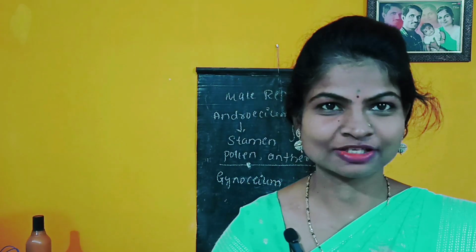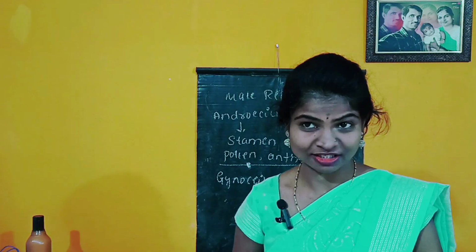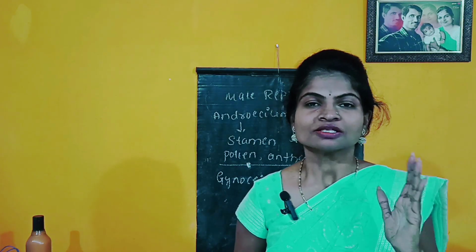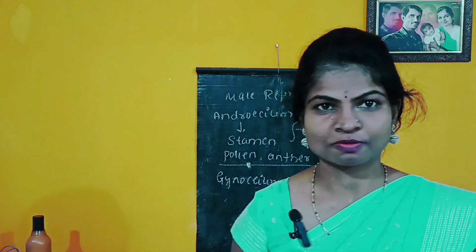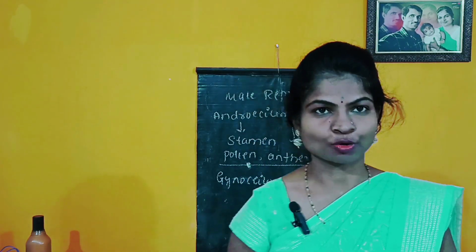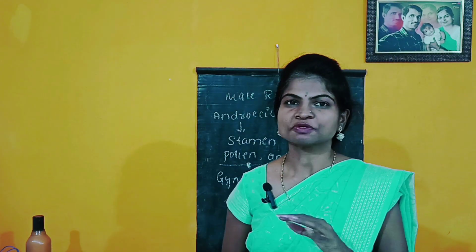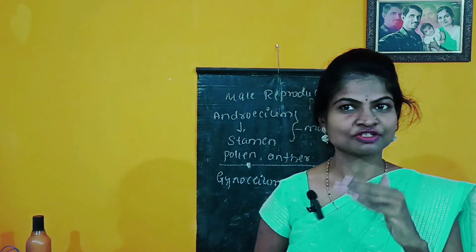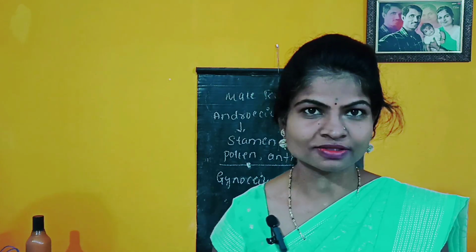Today we discuss the next topic of that lesson, how organisms reproduce. That is sexual reproduction in angiosperms. Let us start with the new topic. Angiosperms are nothing but the plants which produce flowers. Those are called angiosperms.